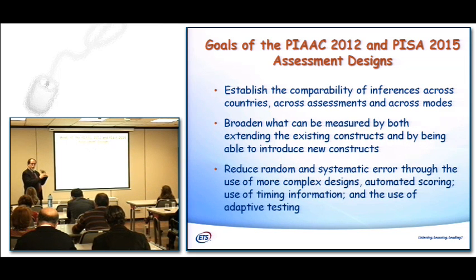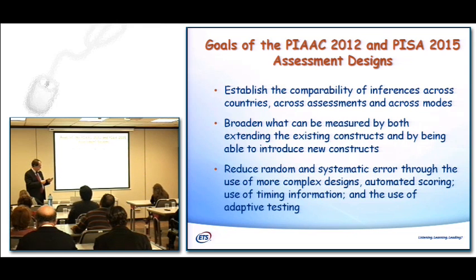So what I'm going to do now is talk to you a little bit about PIAAC and then a little bit about PISA, and talk about the design and how the designs were really set up to try to address these questions. Okay?